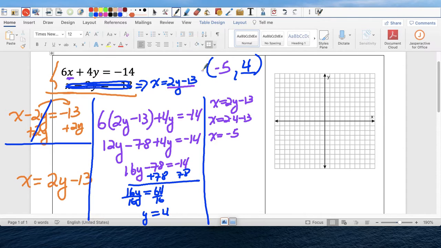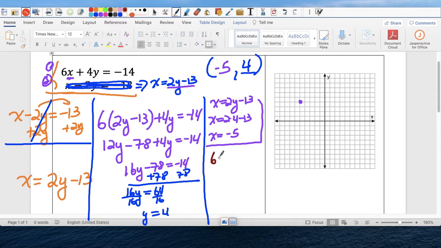Now, this negative 5, 1, 2, 3, 4, 5, and 4, 1, 2, 3, 4, is a point where these two lines, line 1 and line 2, would cross. I know this is not part of your homework. Now again, the last part of your homework was to check, right? So we're going to take either equation. Let's check 6x. I forgot to do that.